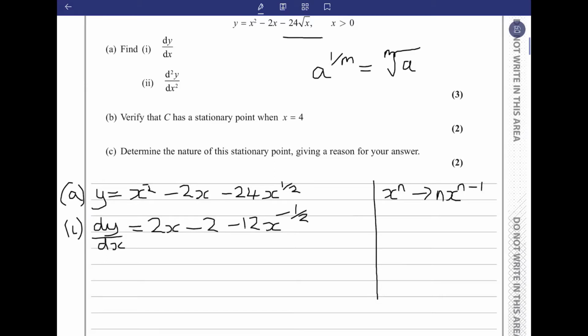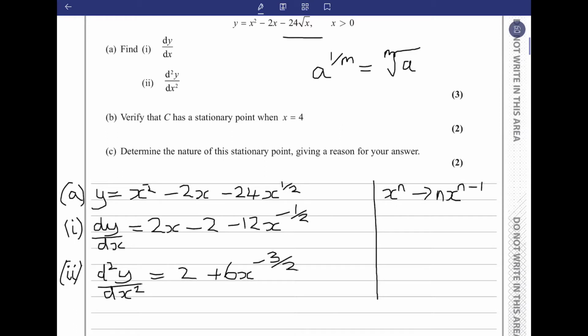And then part II, we're asked to differentiate this again. So we just do the same thing again. 2x goes to 2, minus 2 goes to 0, any constant goes to 0 in fact. And then for the last term again, we do minus 12 times minus a half, which is plus 6x, and then minus a half minus 1 is minus 3 over 2.